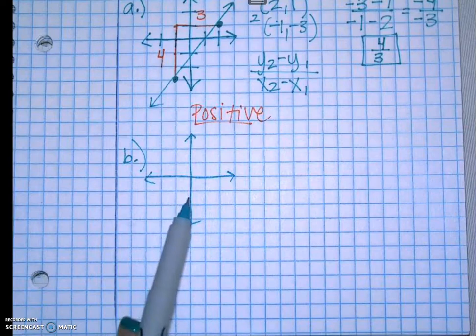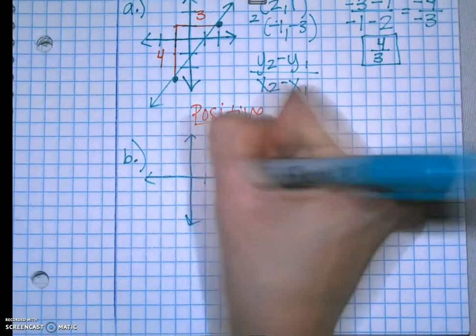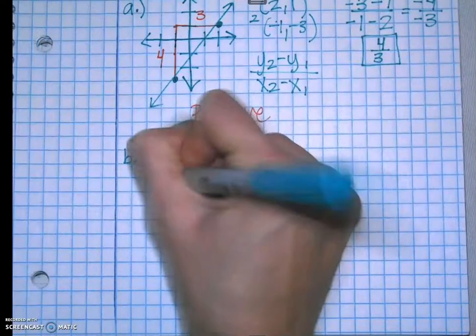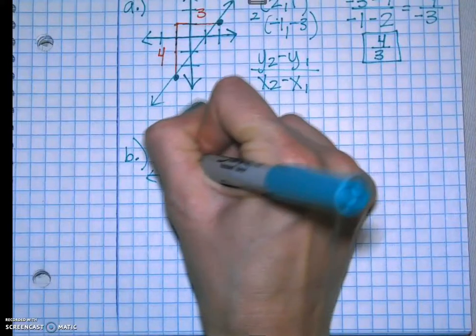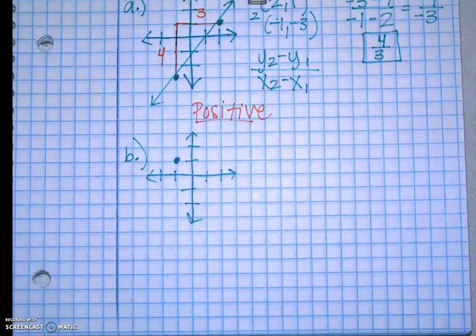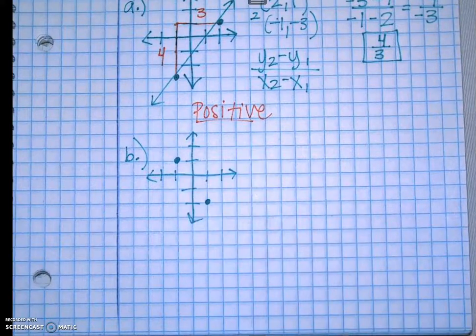Now we're going to do another example. So again, if you do not have graphing paper, you need to draw a quick graph and then make sure that you are ready to plot a couple of points. Okay? So I'm going to give you 2 different points. There's one of them. There's the other.